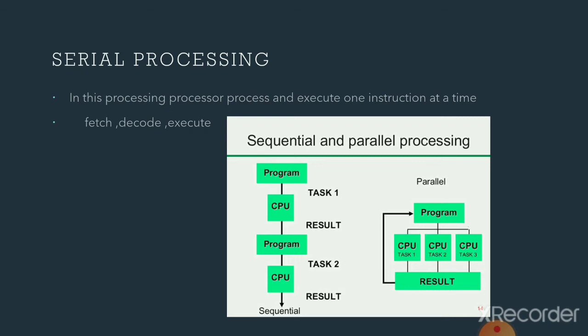And the second type is parallel processing. You can see in the diagram, one program is executed by multiple CPUs. Task 1 is performed by a CPU, task 2 is performed by a CPU, and task 3 is performed by a CPU, and you get the result. Again you can feed the result to the program.